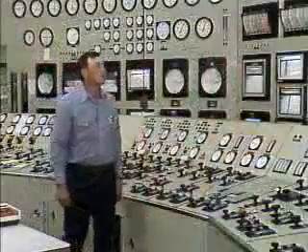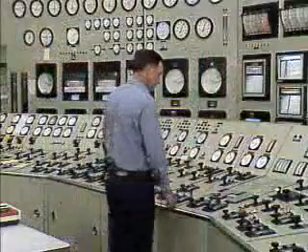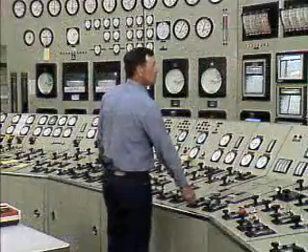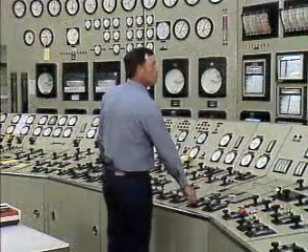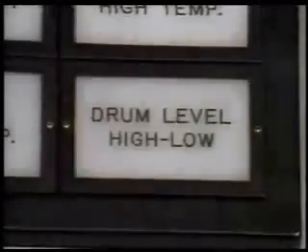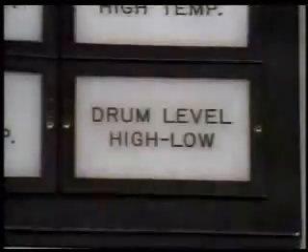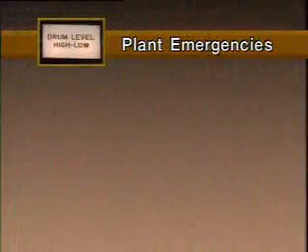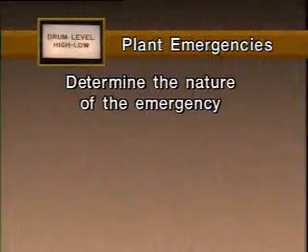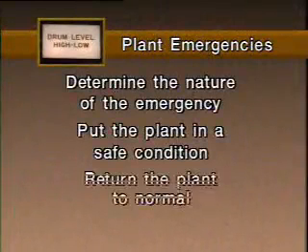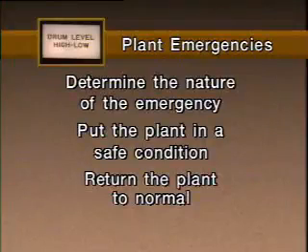But since a procedure can't be written for every problem, you'll have to understand how your plant works in order to know what's happening and be able to take the right corrective action. Let's examine the general actions that should be taken during any plant operation emergency. Basically, there are three actions. First, determine the nature of the emergency condition. Second, put the plant in a safe condition. And third, return the plant to normal.